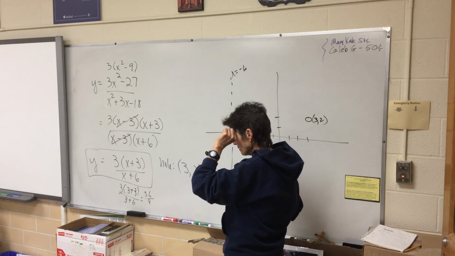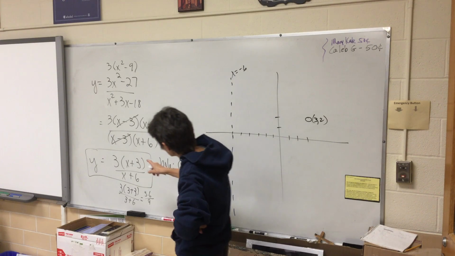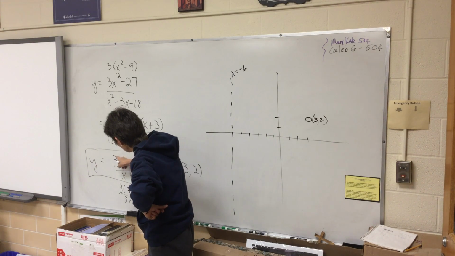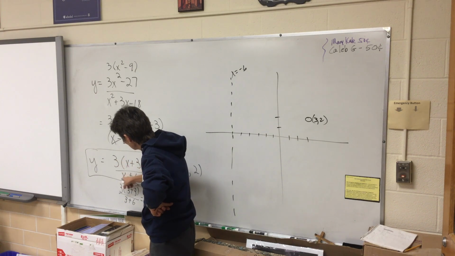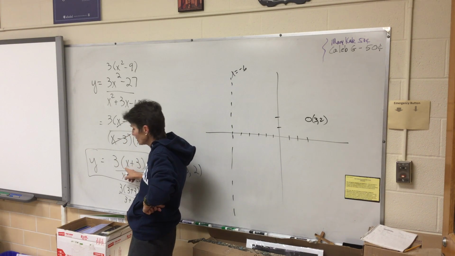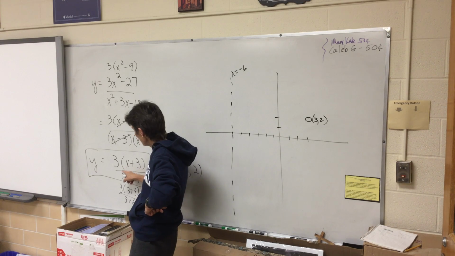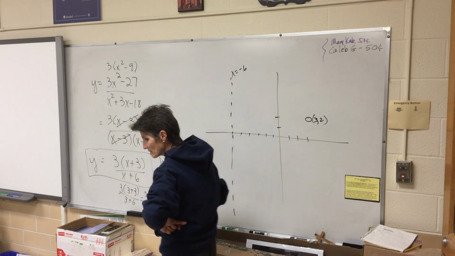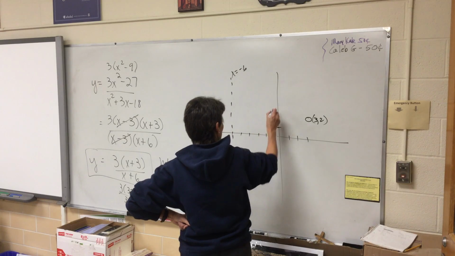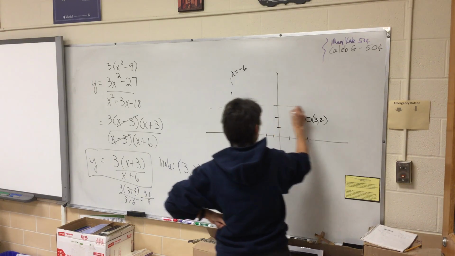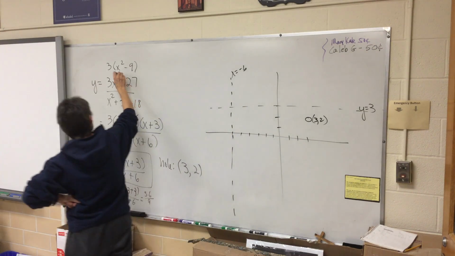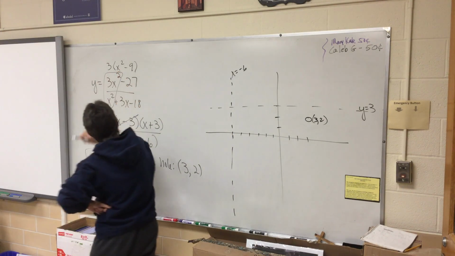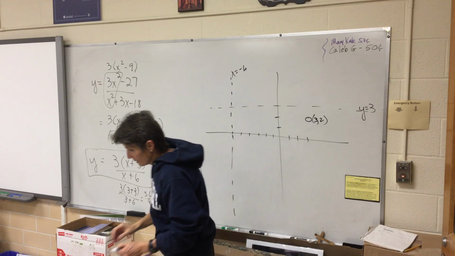Where's my horizontal asymptote? 1. No. Box it in. How many x's do you have on top? 3. Yeah, over 1. So the asymptote's at 3. y equals 3. You can also tell that from the beginning. It might be easier to see it from the beginning: 3x squared over 1x squared.